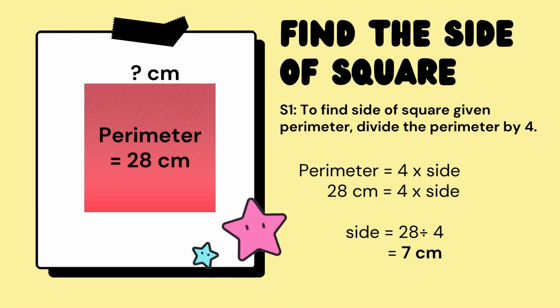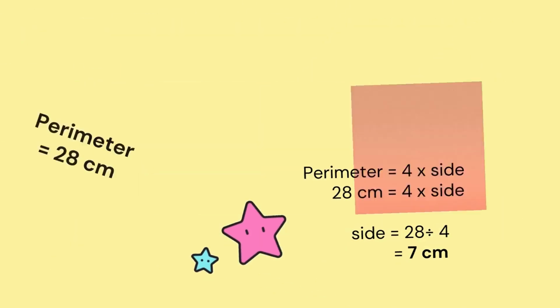So using the step to success, step number 1, in order to find the side of a square given the perimeter, you just divide by 4. So the side is equal to 28 divided by 4, which is equal to 7 centimeter. Okay? All right. And you can check it again. The answer is 7 centimeter, the side. Again, the formula for perimeter is 4 times side. So 7 times 4 is 28. The perimeter is 28. So basically, you are correct.